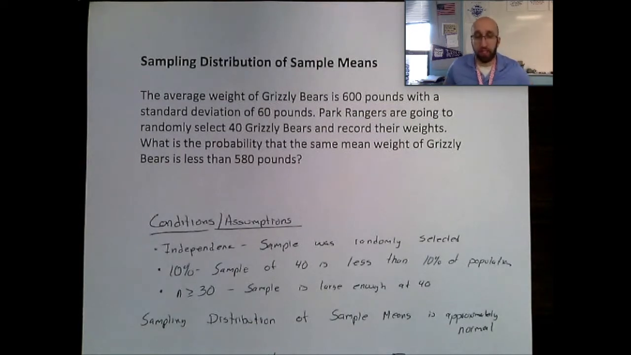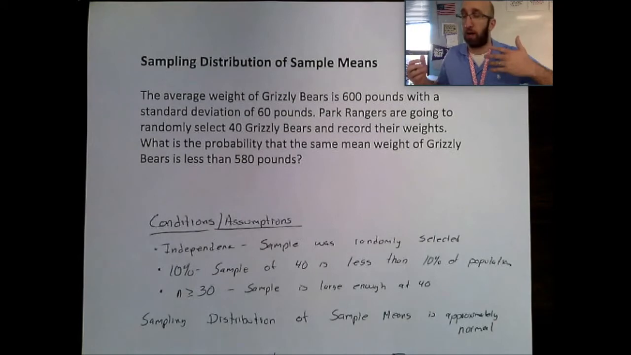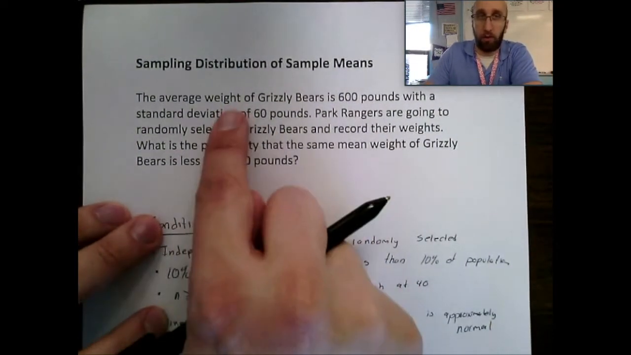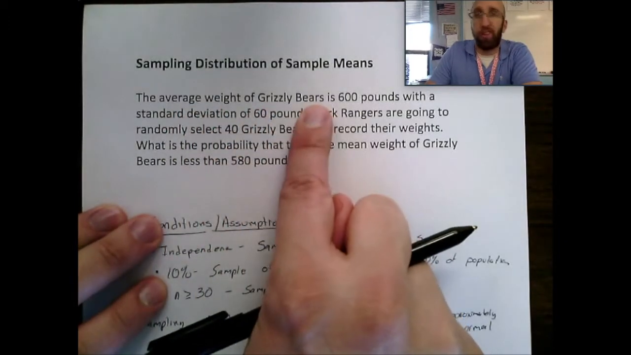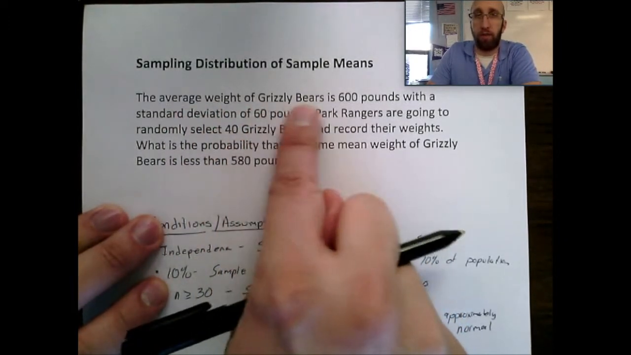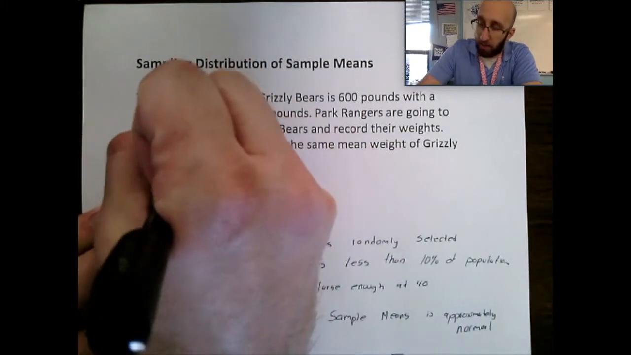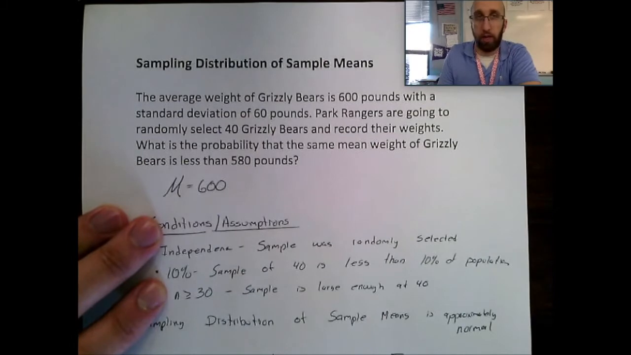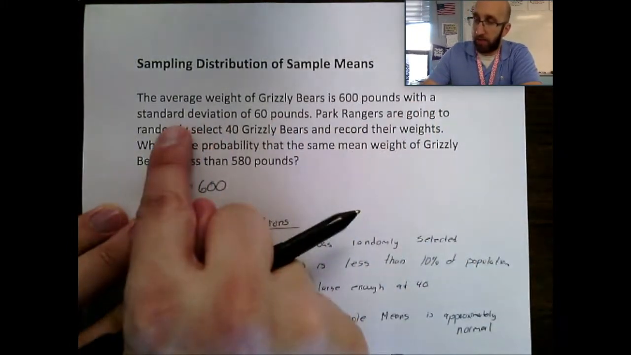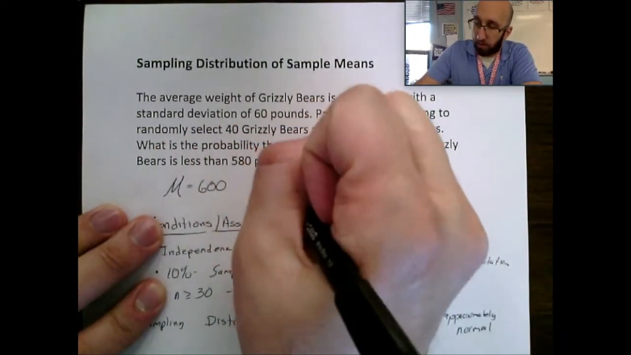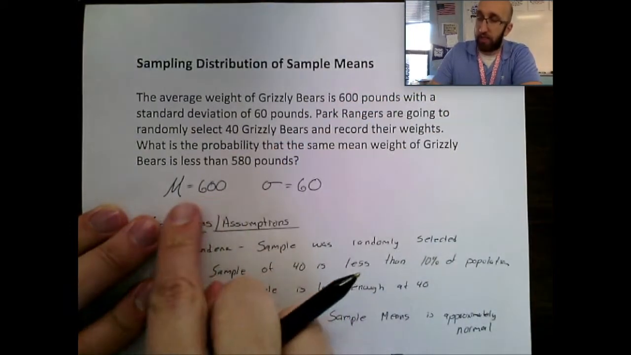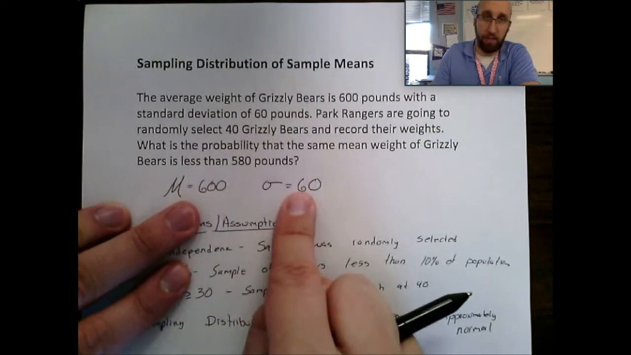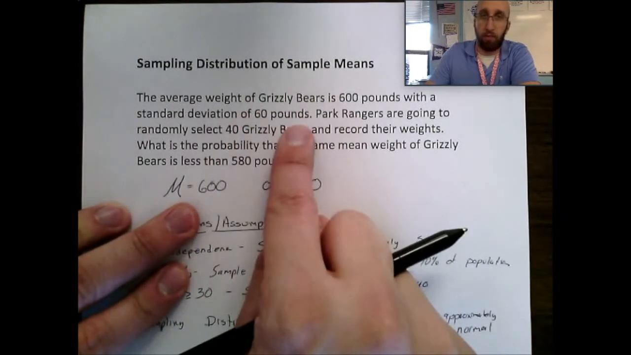So, the first thing I would do is pull out what information is in the problem and what it means. It says the average weight of grizzly bears. This is of all grizzly bears. The average weight is 600 pounds, so that is a population mean. So I'm going to put mu is 600. And right behind it is a standard deviation of 60 pounds. So my population of grizzly bears has a mean weight of 600 pounds, standard deviation of 60 pounds. That's going to be important.